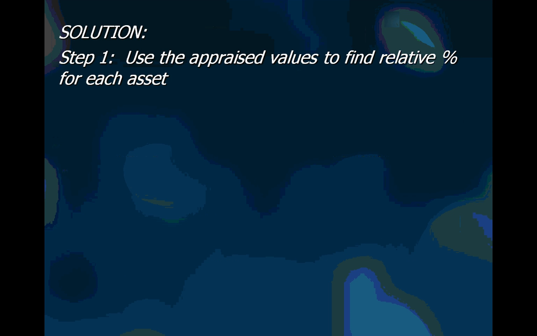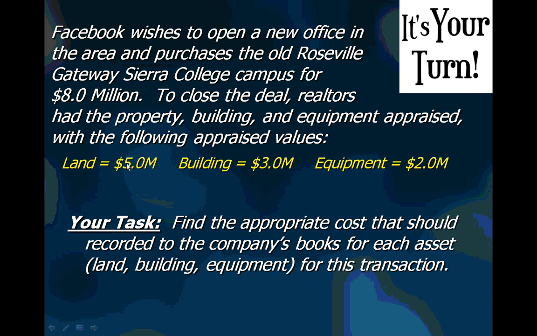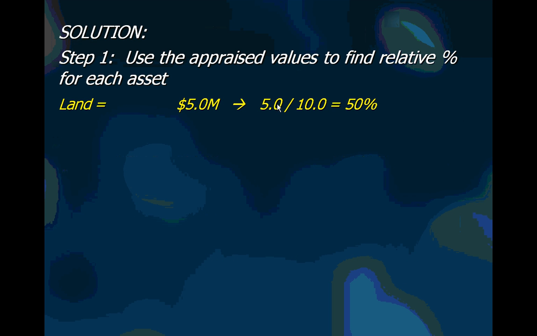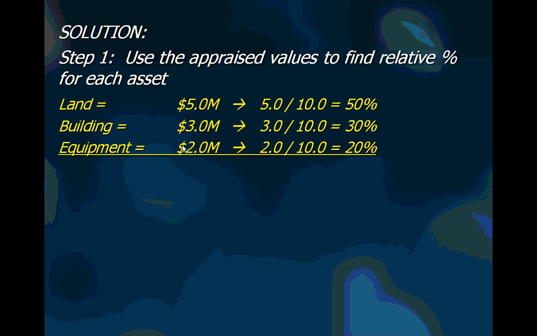Okay, should be back. Now here's your solution. Find the appraised values. Do the math. 5 million divided by the total, which was 10 million. If you add these up here, these actually add up to 10 million: 5, 3, and 2, 10 million. So you divide by 10. So that's 50%. Building, 3 million divided by 10, 30%. Equipment, 2 million divided by 10, 20%. I made the numbers very easy for you. Of course, these have to add up to 100% right here, and they do.